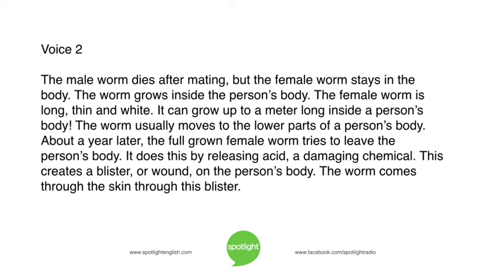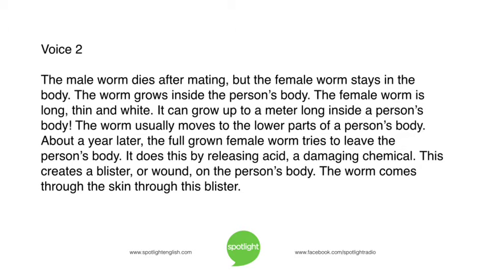The worm grows inside the person's body. The female worm is long, thin, and white. It can grow up to a meter long inside a person's body. The worm usually moves to the lower parts of a person's body. About a year later, the full-grown female worm tries to leave the person's body.